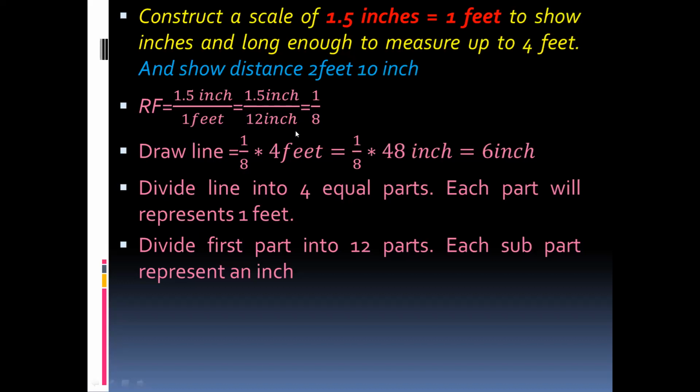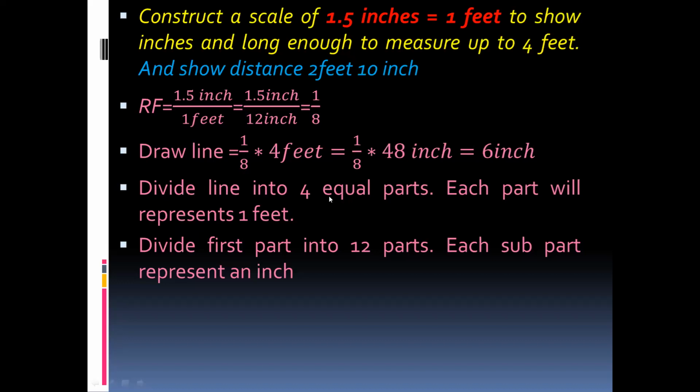Now use this representative fraction to find out the length of the scale on the drawing paper. So actual length is 4 feet. We have to represent that 4 feet by a particular smaller distance on the graph sheet or a drawing sheet. So this is equal to 1/8 into 4 feet. One feet is 12 inches, so total is 48 inches. So the line is equal to 6 inch. Okay. So we have to draw the line on the drawing paper that is equal to 6 inch.